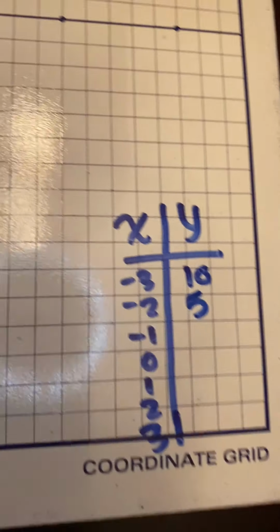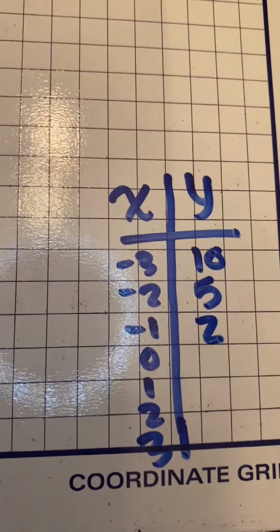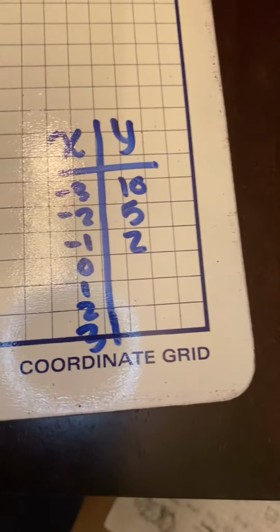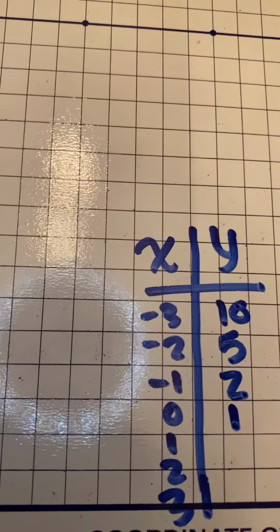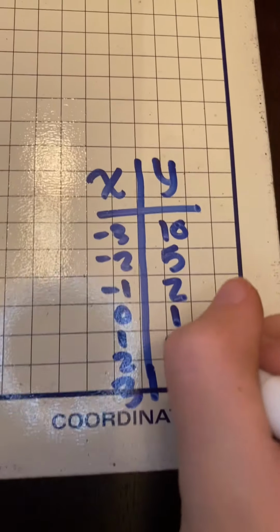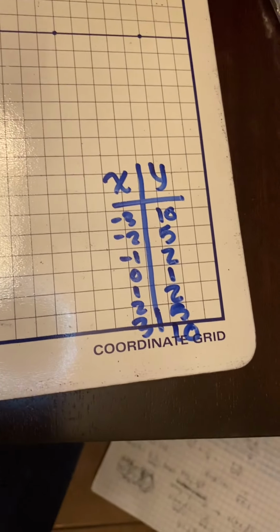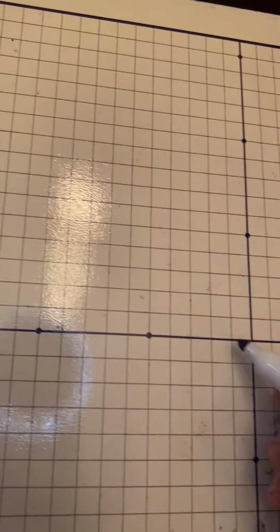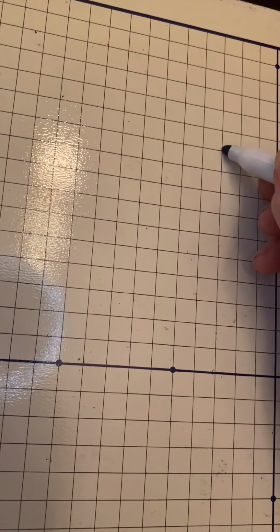-2 gave us 5. -1 gave us 2. 0 gave us 1. 1 gave us 2, 5, and 10. So we could easily plot this down, right? So let's plot -3, 10.